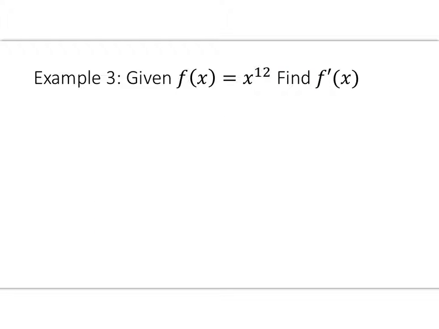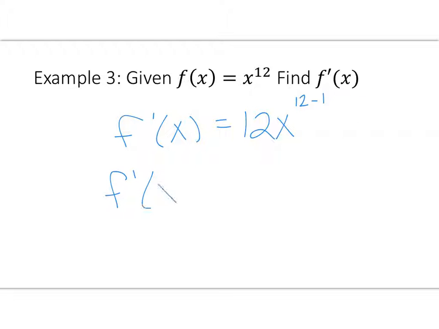So f prime of x here is equal to 3x squared. All right, given f of x equals x to the 12th, we're finding f prime of x. So f prime of x is equal to 12x to the 12 minus 1. So my derivative f prime of x is equal to 12x to the 11th.